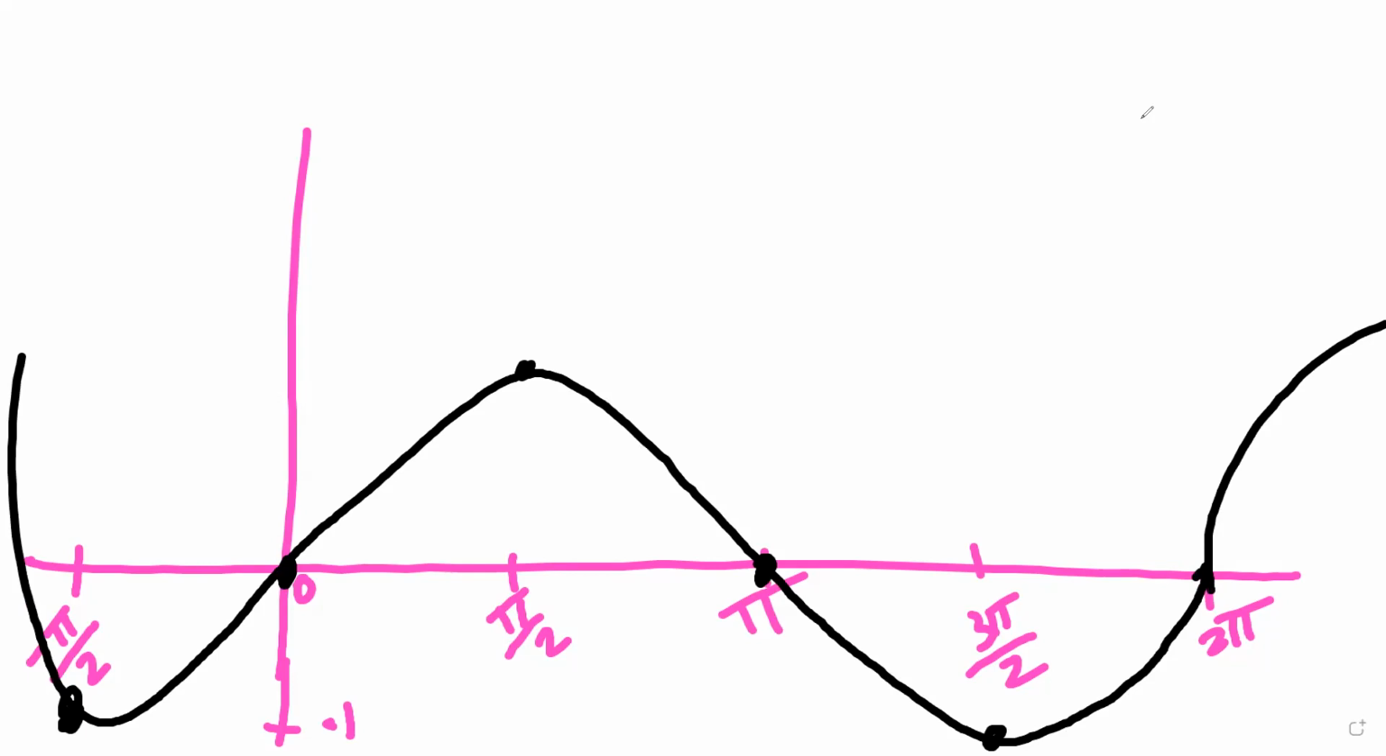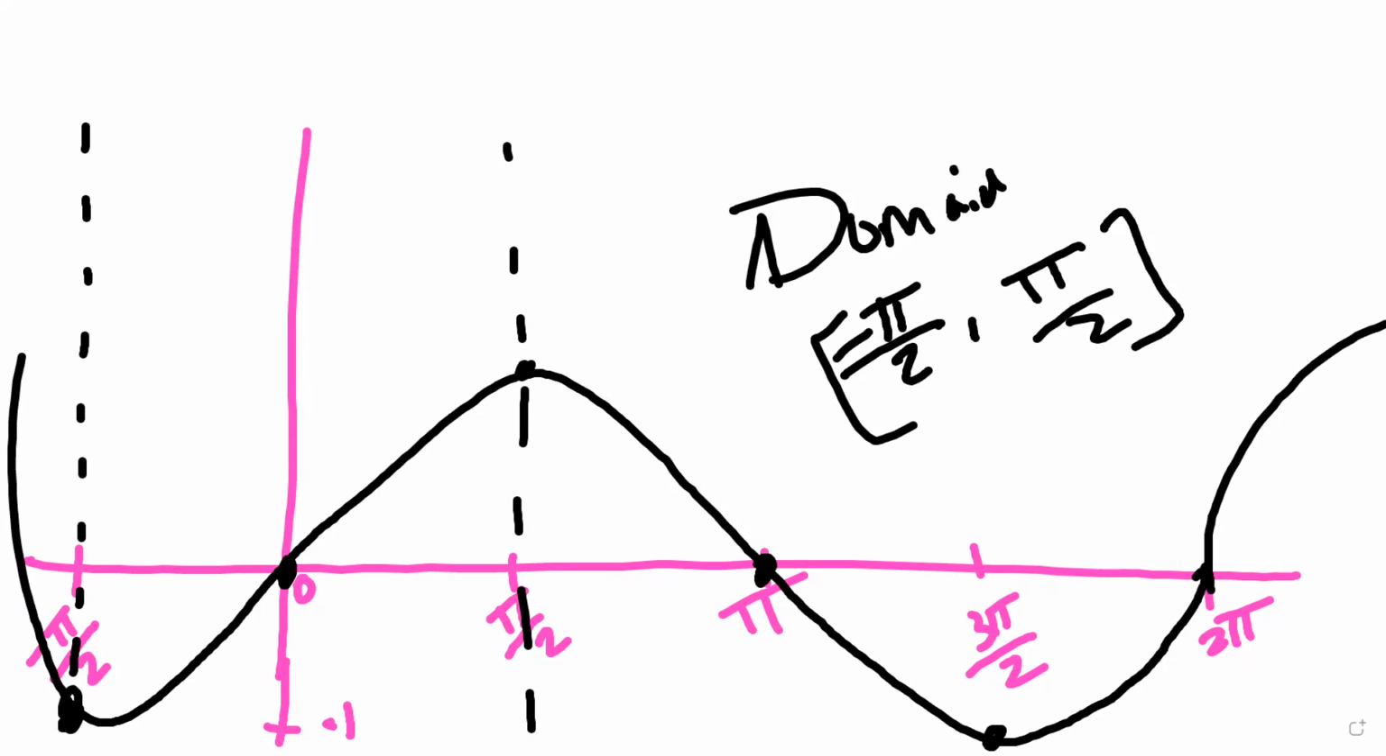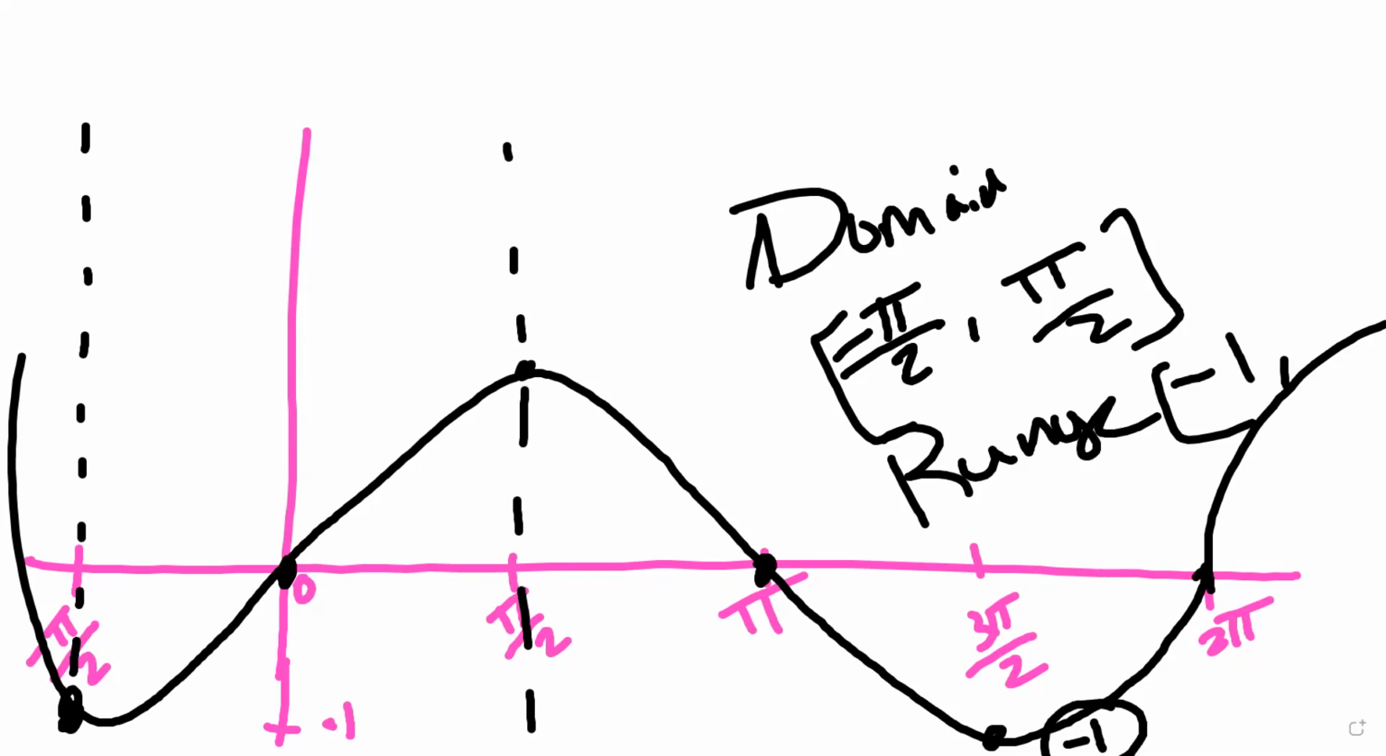Now, if you want to find the domain for this interval here, you will tell me that the domain will be from negative pi over 2 to pi over 2, and both of them are included, and the range will be from the minimum point, which is negative 1, up to the maximum point, which is 1, and they are included. This is the domain and the range for the sine.